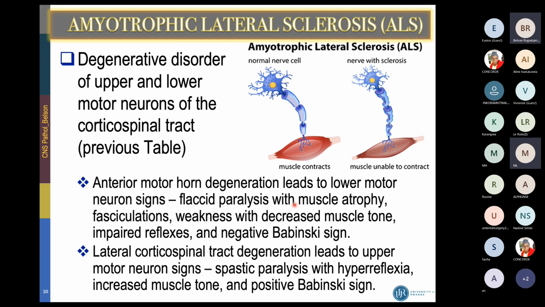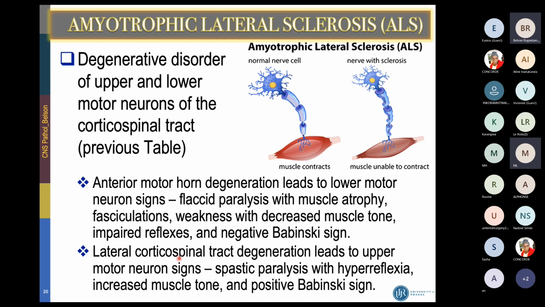So there will be muscle atrophy, fasciculation, weakness with decreased muscle tone, impaired reflexes, and a negative Babinski sign. So you understand it is almost the same as in polio. So here it was anterior motor horn degeneration, and this is in the spinal cord.